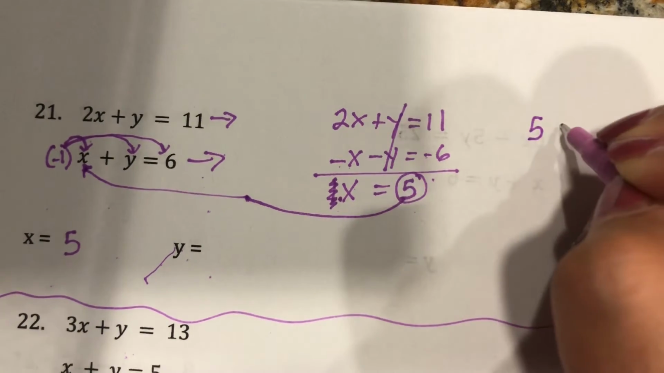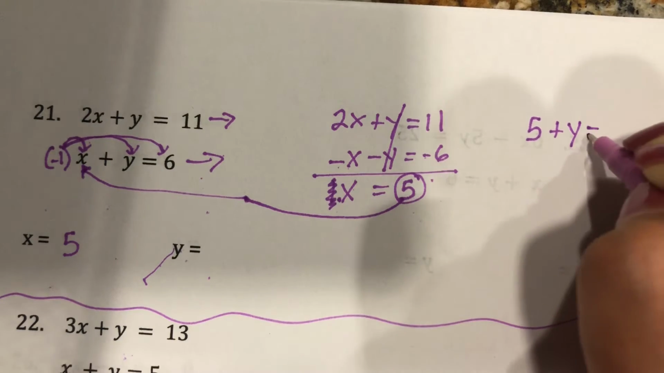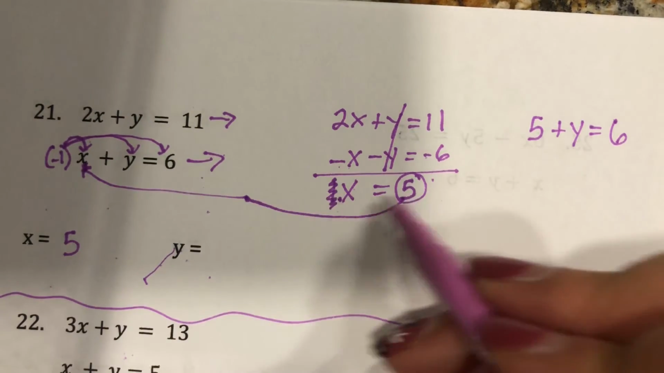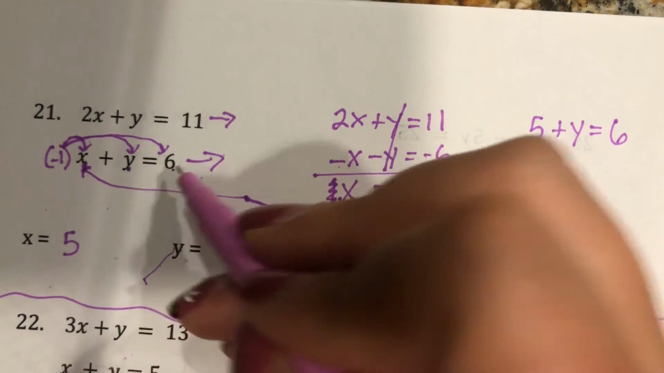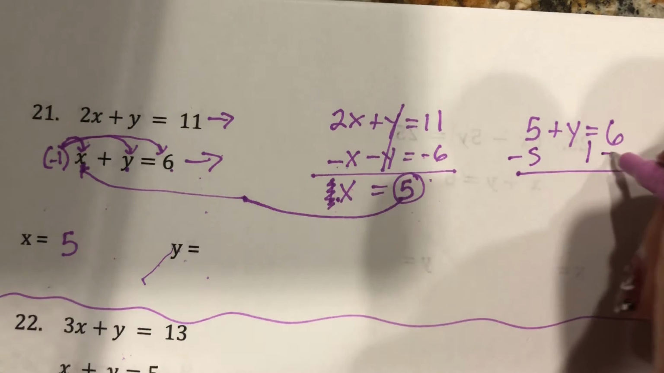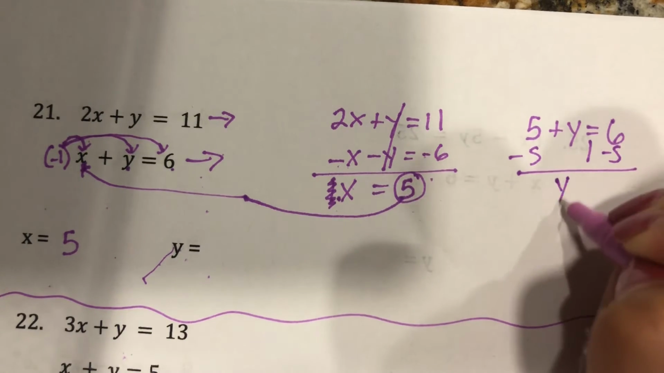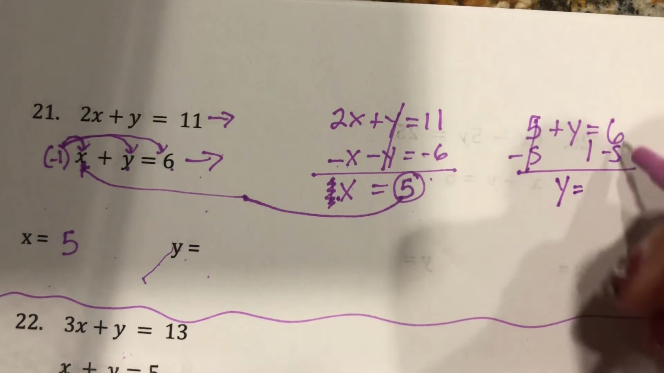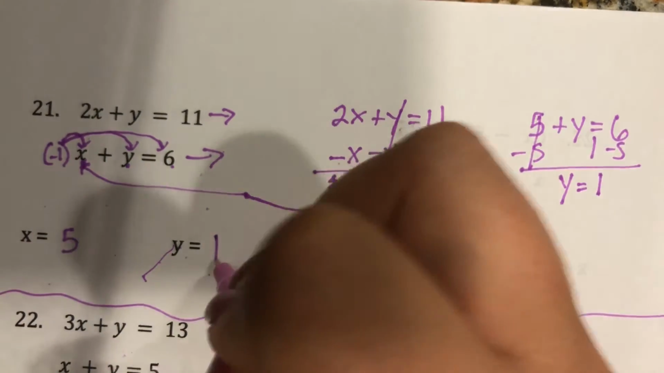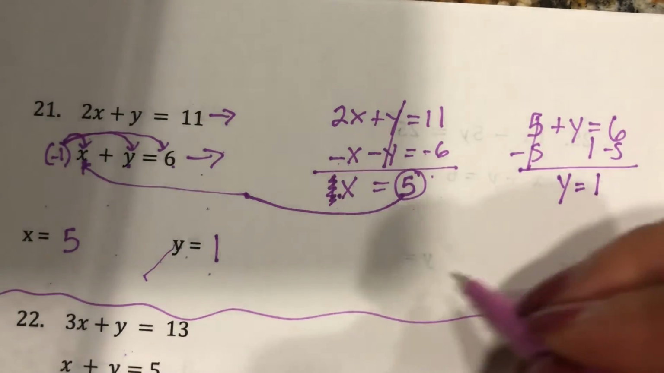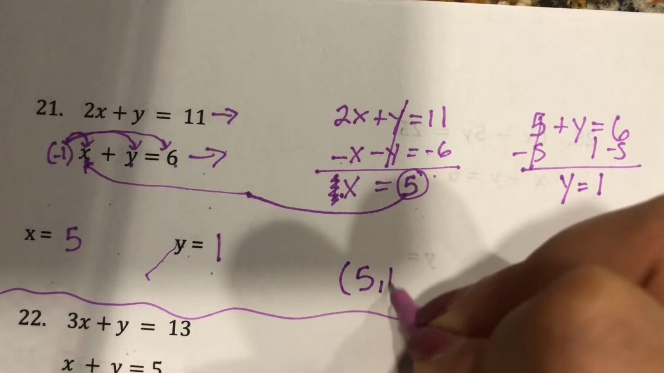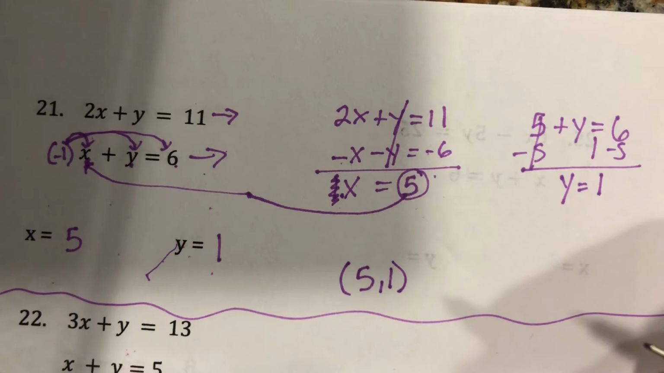So 5 plus y equals 6. Instead of this x, I'm going to plug in this 5, then my y, then my 6. I'm going to subtract 5 from both sides. And I have y, those guys go away, equals 6 minus 5 is 1. So y equals 1. And there you go. I have 5 and 1 as my solution.